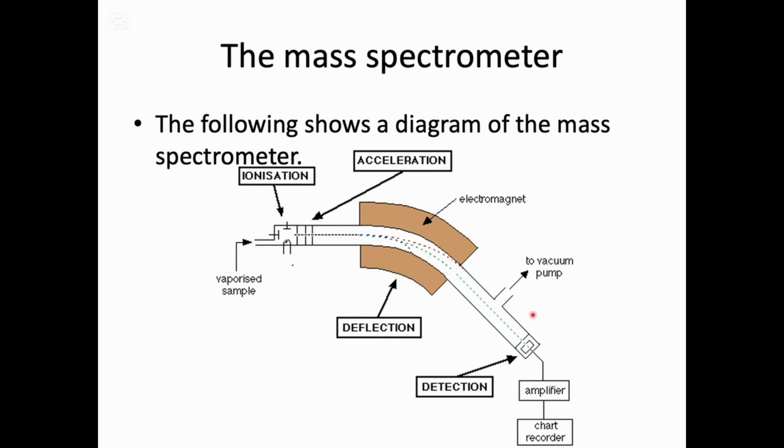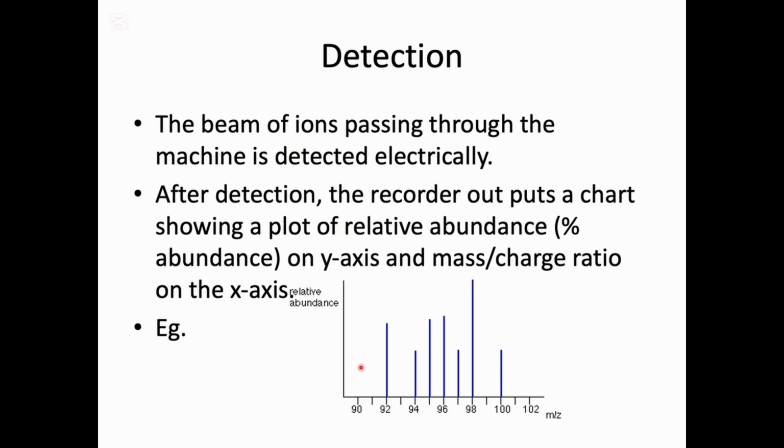Once your ions have been deflected, some more than others, they're going to reach the detection phase. The machine electrically detects the presence of your different ions, and once it detects the ions, it's going to produce a chart comparing the abundance, or the percentage or amount of that ion, against the mass to charge ratio. And because most of your ions passing through are carrying a +1 charge, the mass is the same as the mass to charge ratio. So this right here is your chart output from the machine.